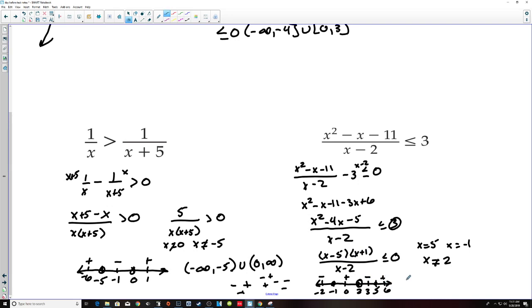Now we want all the negatives. So we're negative infinity to negative 1, and we can include negative 1. We also want 2 to 5, union with, cannot equal 2, but we're okay with 5.